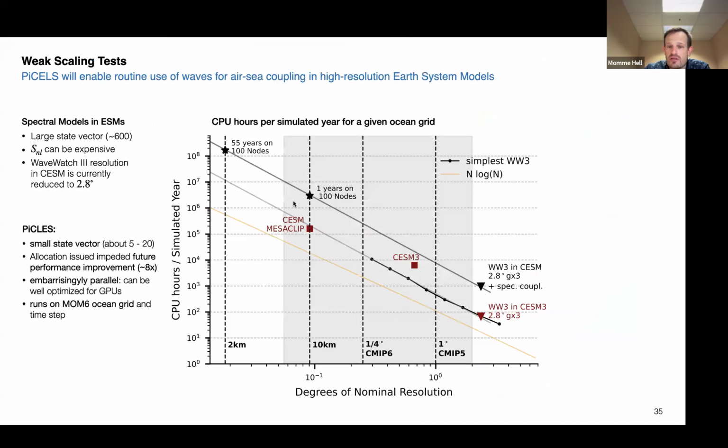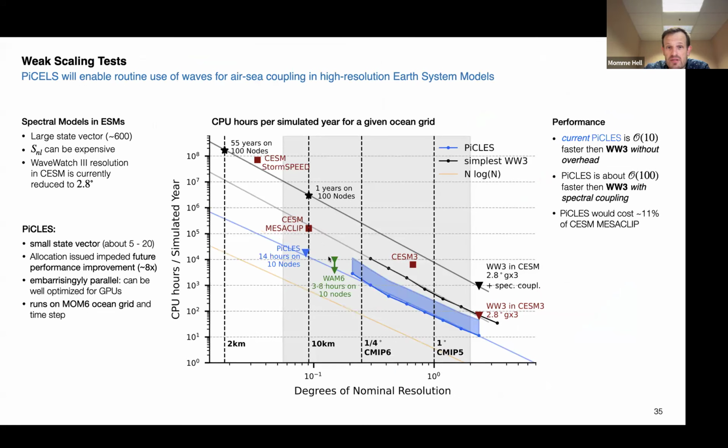Okay, how much does this cost? Back to this complicated weak scaling plot. You've seen everything here before, but now I'm adding Pickles to this, so it's getting more messy. Pickles is in all cases I ran an order of magnitude faster than WaveWatch. So WaveWatch is this line here. I'm doing now the same test with Pickles, which is the blue line. It also has an n log n scaling, but due to the smaller state vector, it is substantially faster.